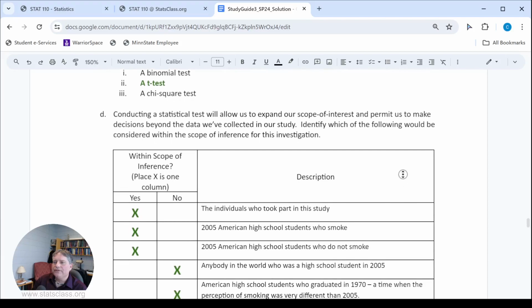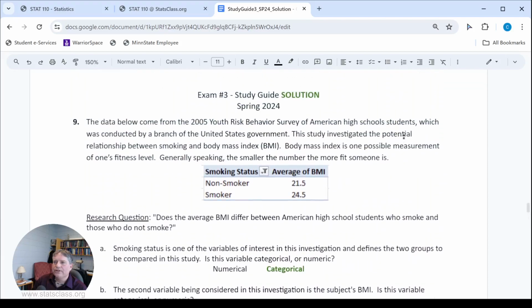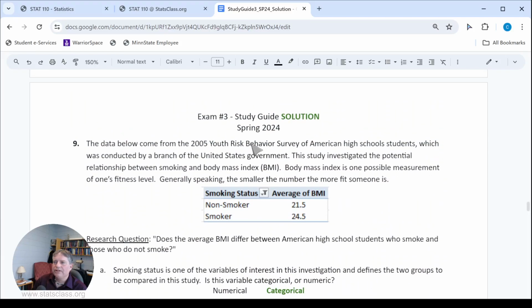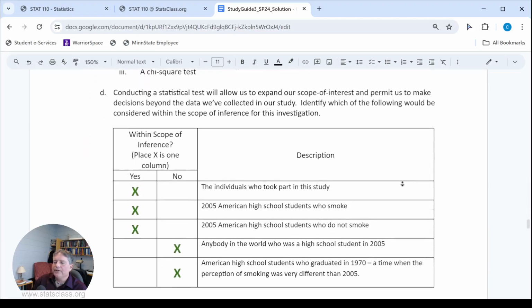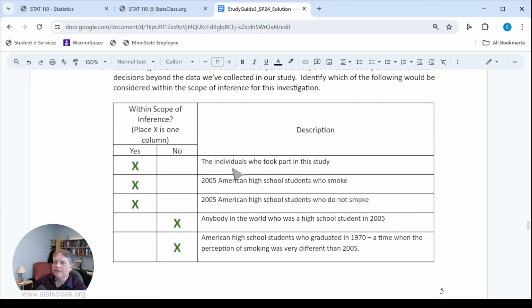And then my scope of inference. The scope of inference has to do with the stem of the problem here. You can see that it's American high school students. I think that's good enough there. Either smokers or non-smokers. So the individuals who took part in the study, well, those are American high school students, so they would be included in your scope of inference. American high school students who smoke, yep. American high school students who don't smoke, yep.